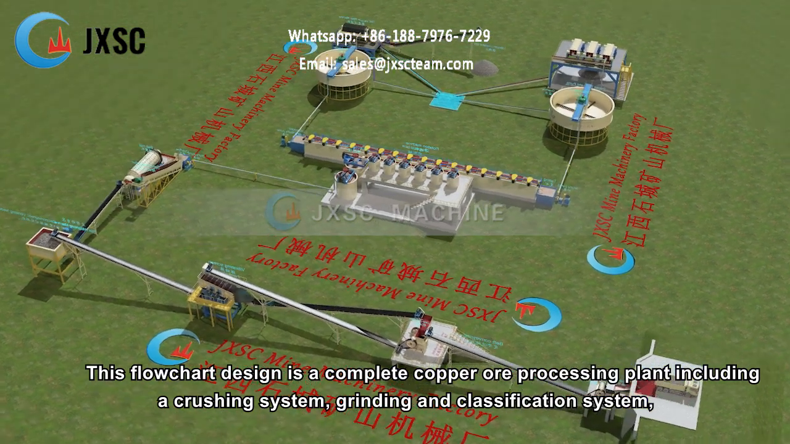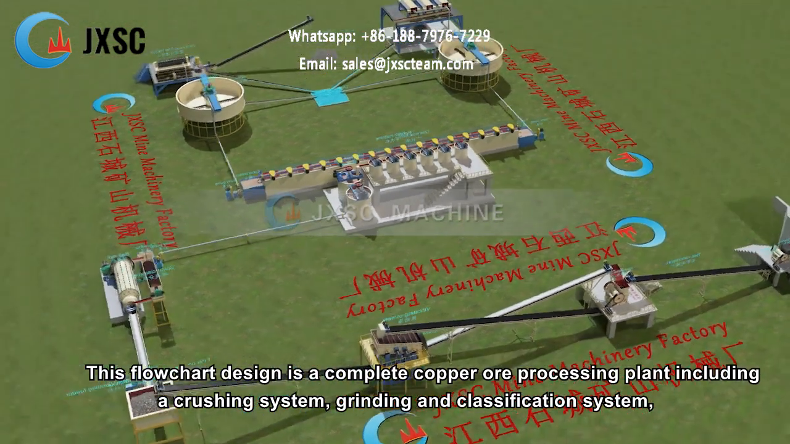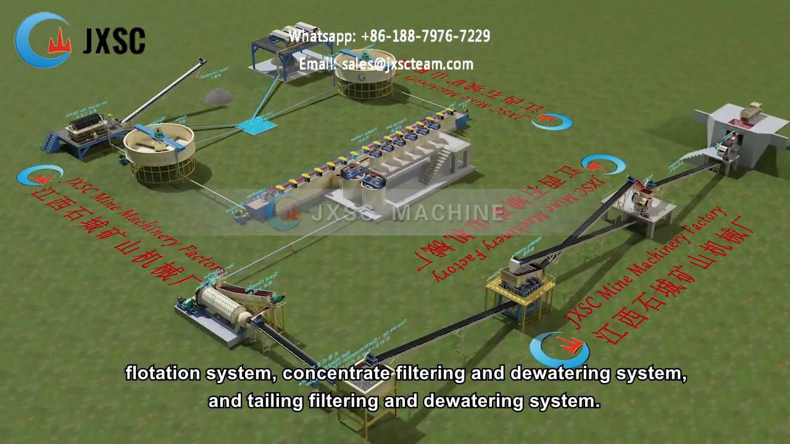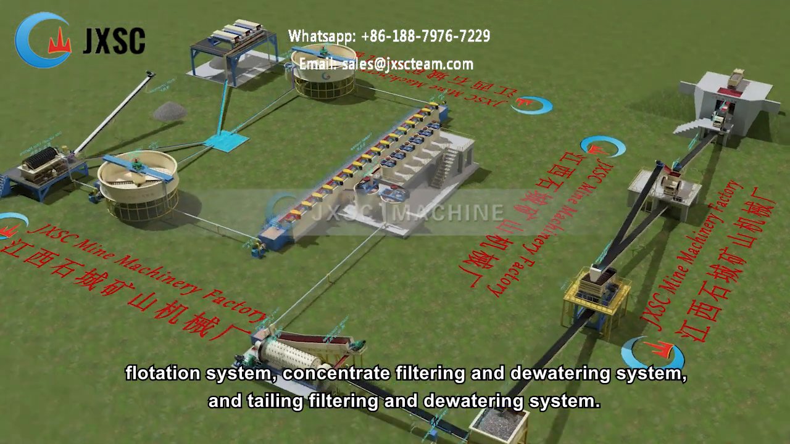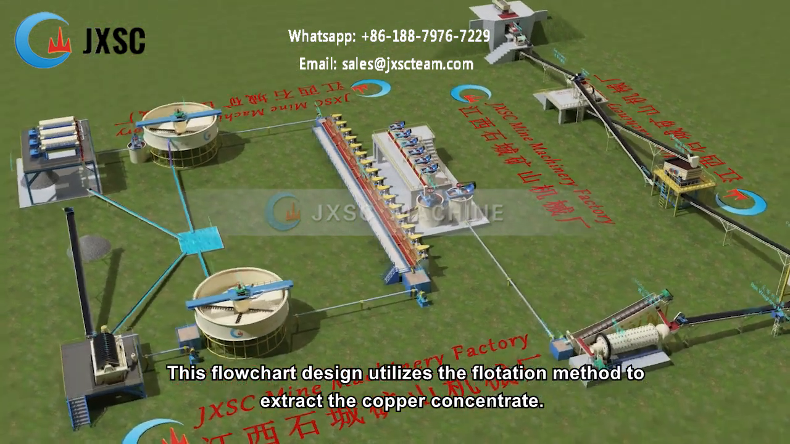This flowchart design is a complete copper ore processing plant, including a crushing system, grinding and classification system, flotation system, concentrate filtering and dewatering system, and tailing filtering and dewatering system. This flowchart design utilizes the flotation method to extract the copper concentrate.